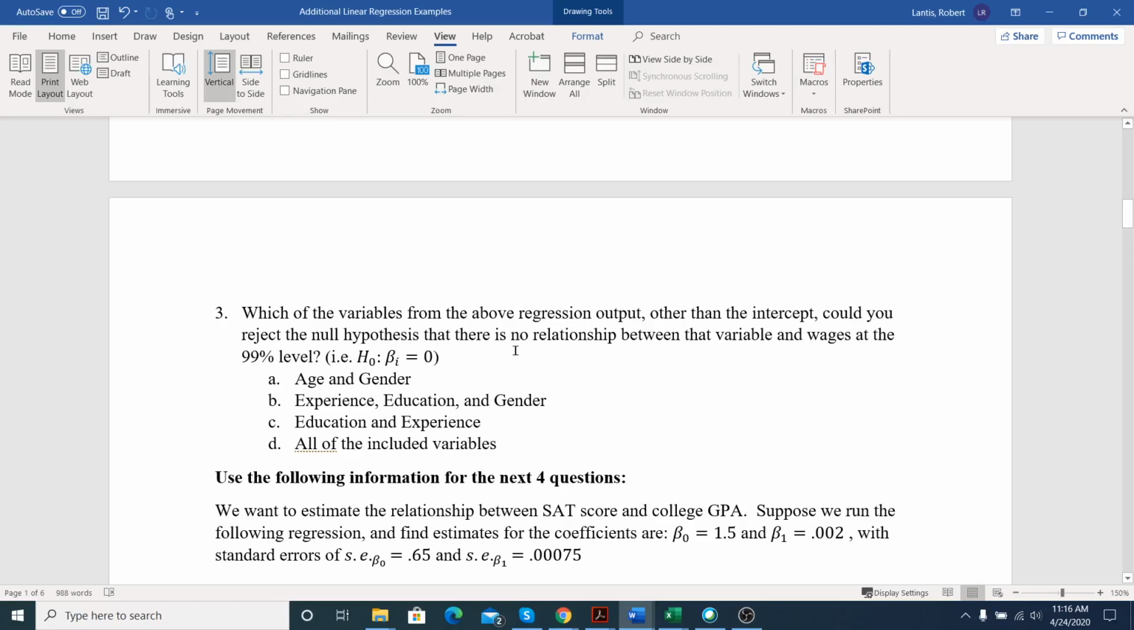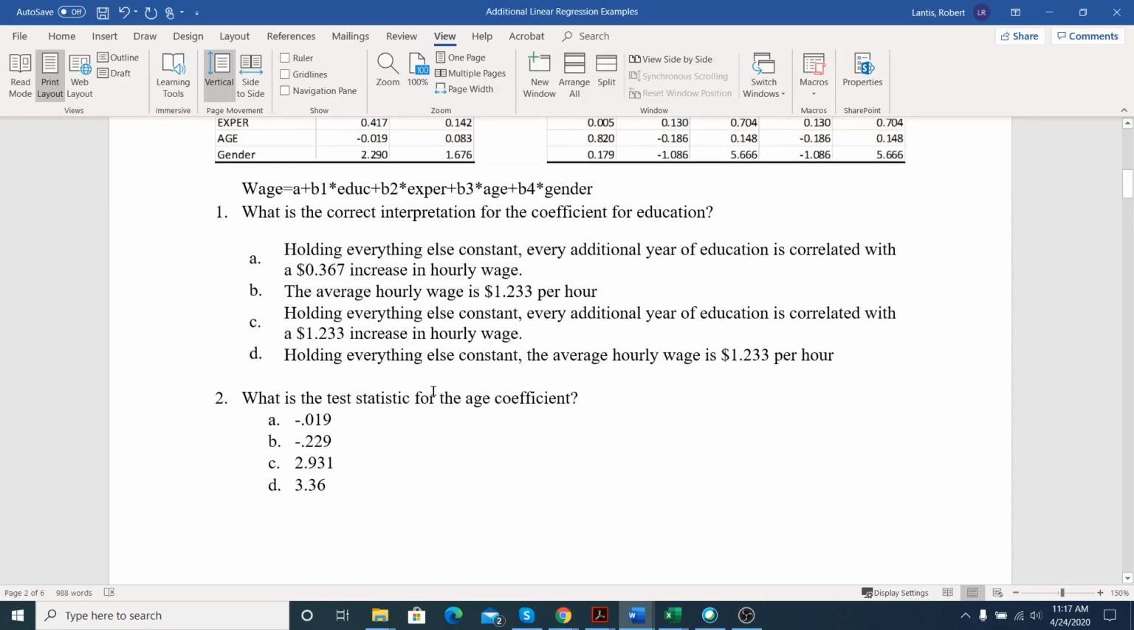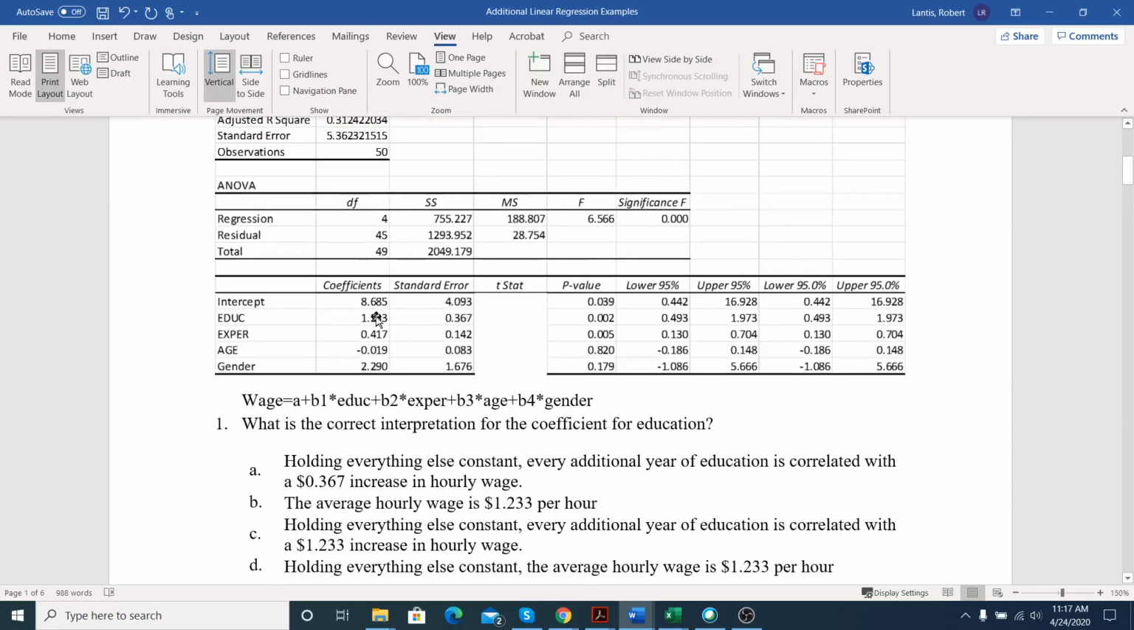Which of the following variables from the above regression, other than the intercept, would you reject the null hypothesis that there's no relationship between the variable and wages at the 99% level? So remember, we start off with this null hypothesis that every coefficient, and I said beta here, you can think of either beta or b, those are two notations that work there, we always start out assuming it's equal to 0. Okay? So if we go up here, we're assuming each one of these coefficients is 0. We found evidence that they're not 0. But was it strong enough evidence?